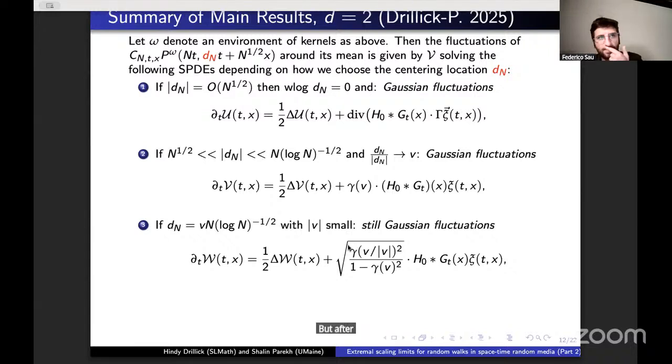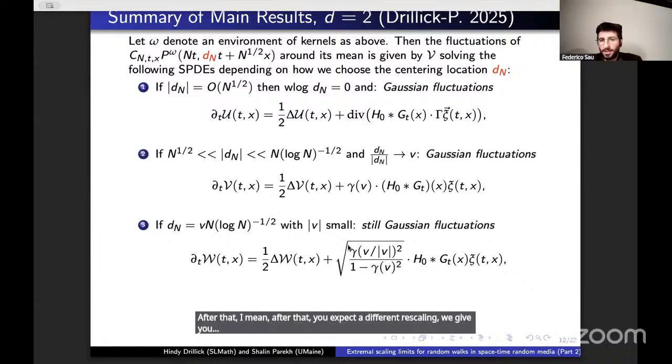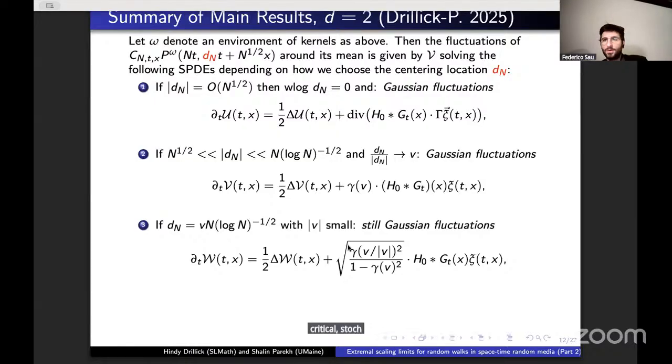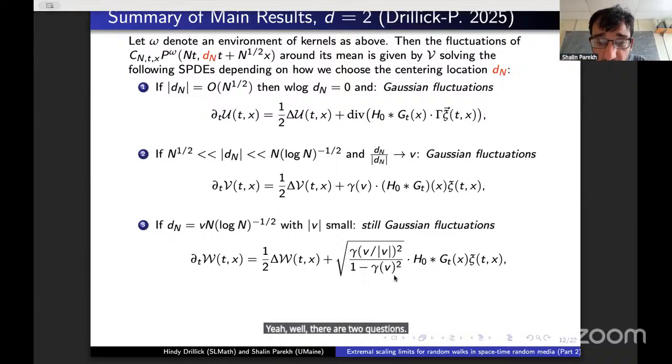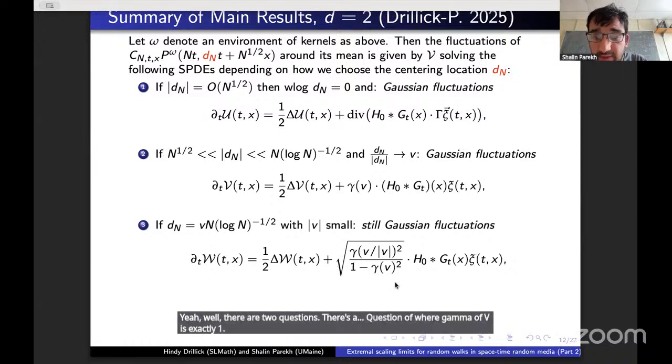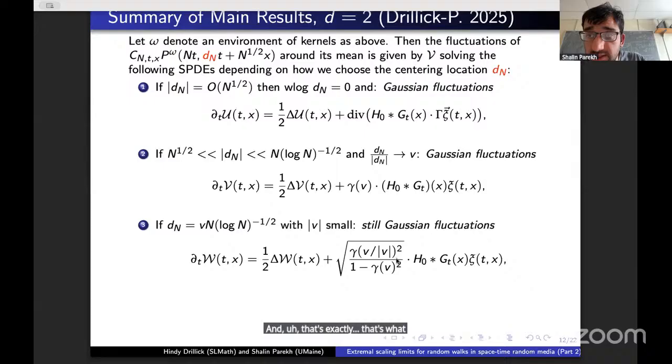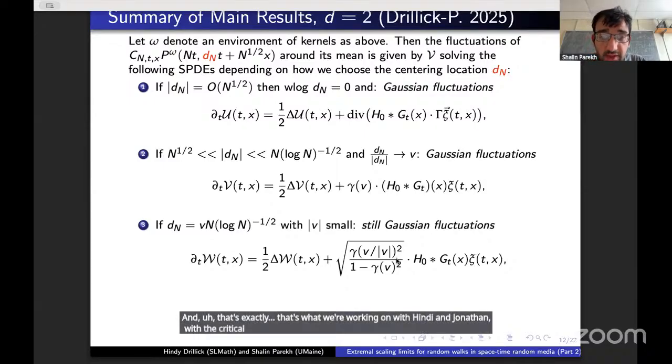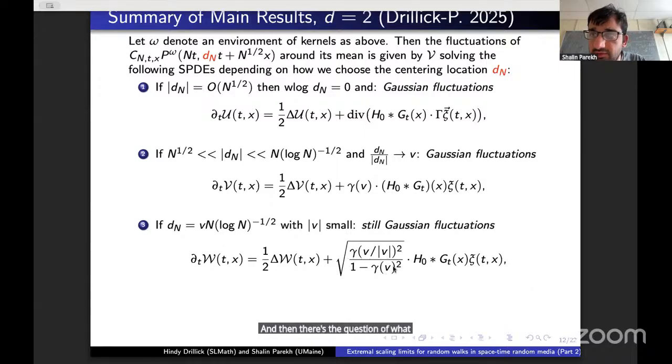But after that, do you expect a different rescaling will give you a limit? Is this where you expect to have some critical stochastic flow? Well, there are two questions. There's the question of where gamma of V is exactly 1, and that's what we're working on with Hindy and Jonathan with the critical stochastic heat flow. And then there's the question of what about gamma of V larger than 1? That's the supercritical case, and that supercritical case is basically completely open.